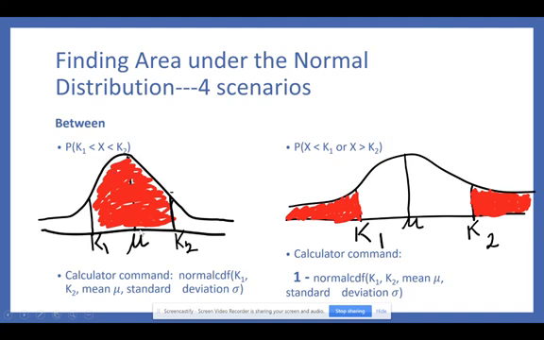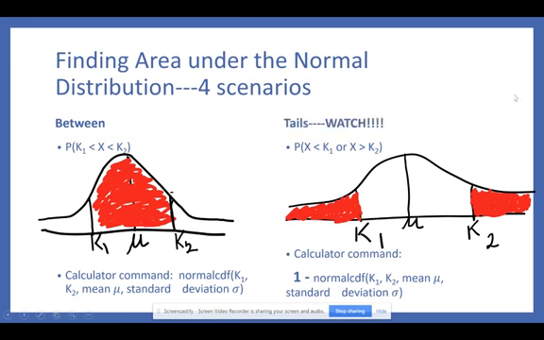is the red region. In this one, we have a definite beginning and a definite end, so we're not concerned about infinity. So our calculator command, we would use normal CDF. We go from the low K1 to the high K2, give it the mean and the standard deviation.